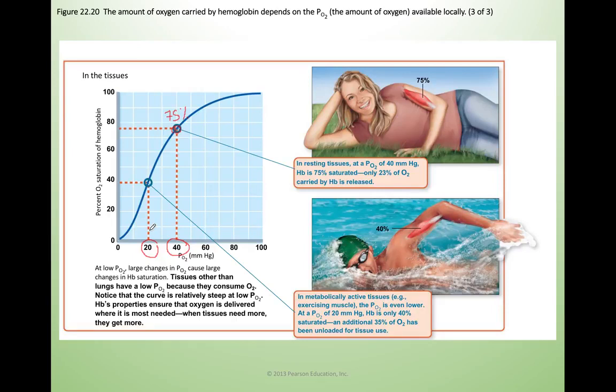So if the tissue needs the oxygen, I need to have low affinity for oxygen and be able to freely release that oxygen. So notice again, at 40, I'm about 75% saturated. But when I drop the oxygen level of the tissue to 20 millimeters of mercury, my saturation drops to 40%. So I'm going to release a lot more oxygen if my pressure of oxygen in my tissue drops, which is again a scenario typical when you are exercising, because your body needs that oxygen, so you are going to release it to your body.